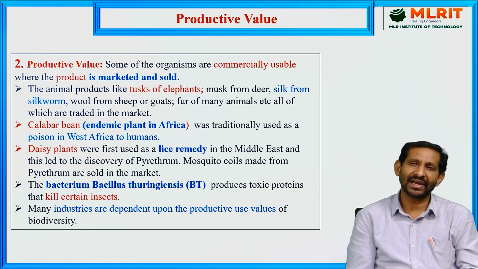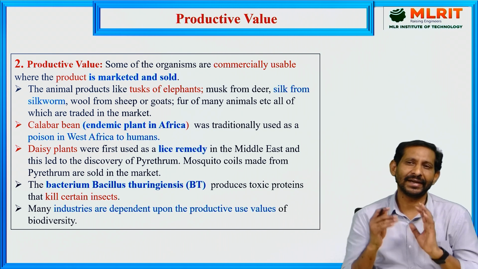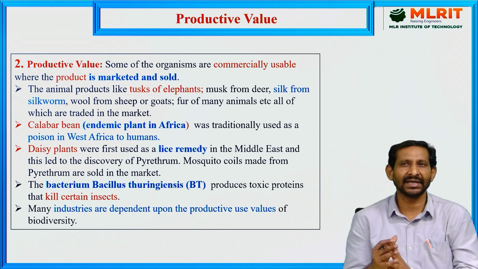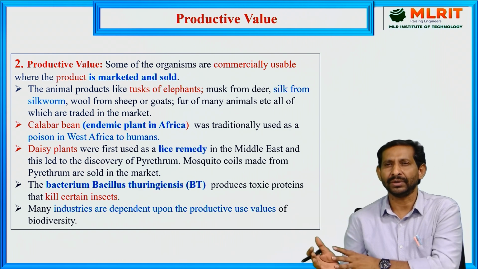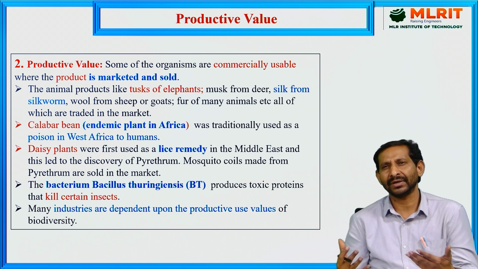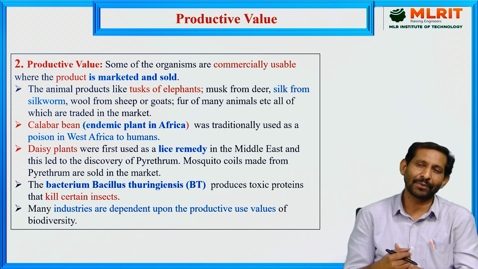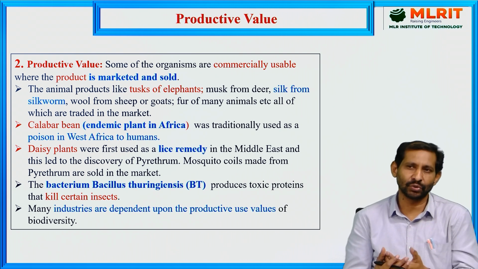Now the second value is the productive value. Productive value means whatever products or items come from the biodiversities that are commercially marketed or sold. Marketed or sold simply means for business purposes; that is called the productive value. So the values are in terms of being marketed and sold.